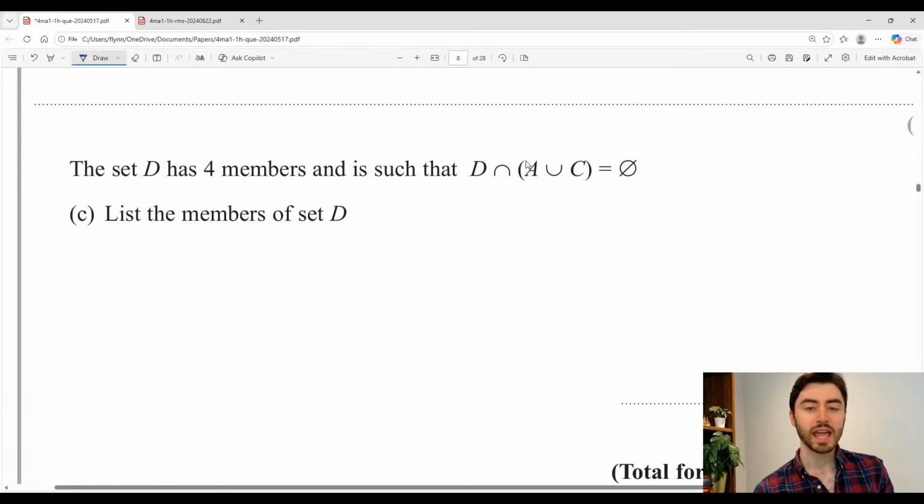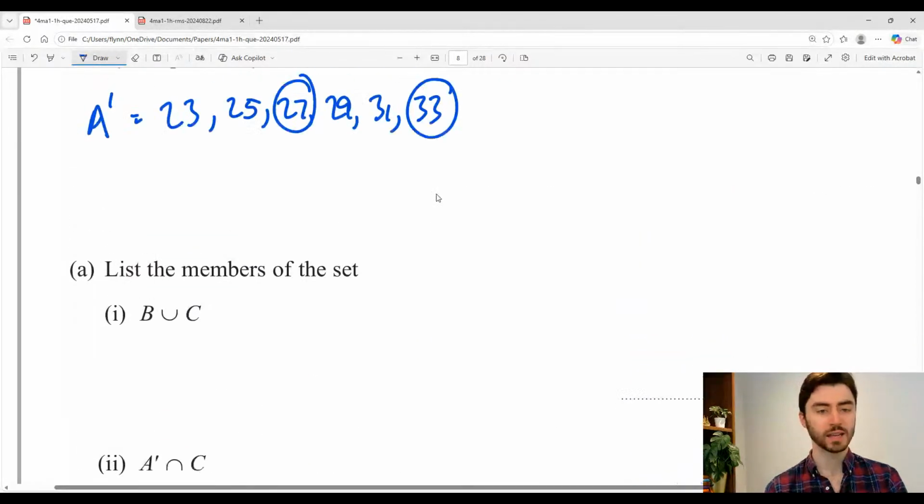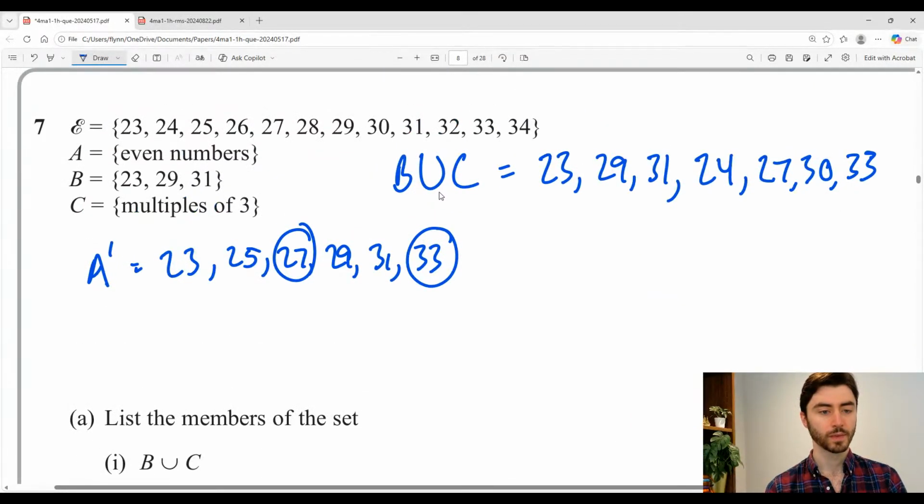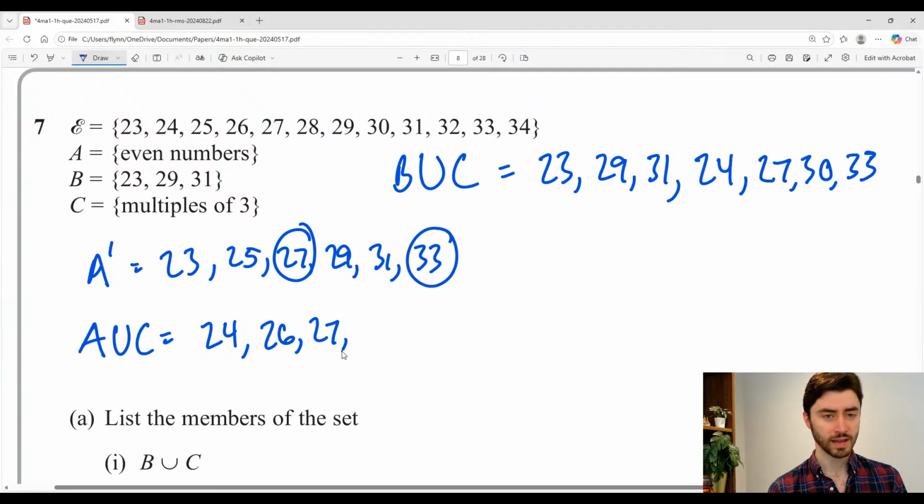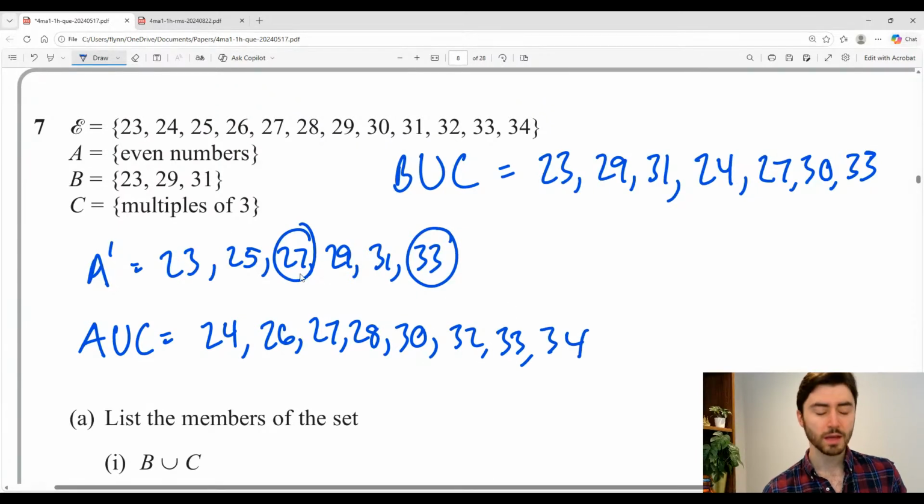If it is in A union C, then it is not in D. So let me find A union C. A union C are the even numbers and the multiples of 3. So this set would be 24, 26, 27, 28, 30, 32, 33, 34, because these are all the even numbers.